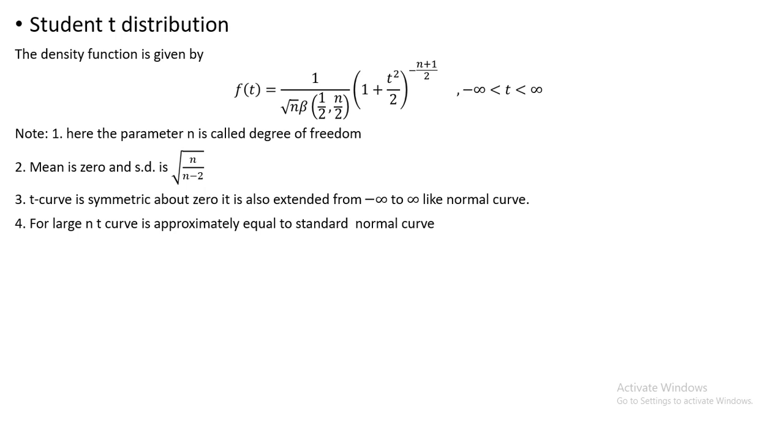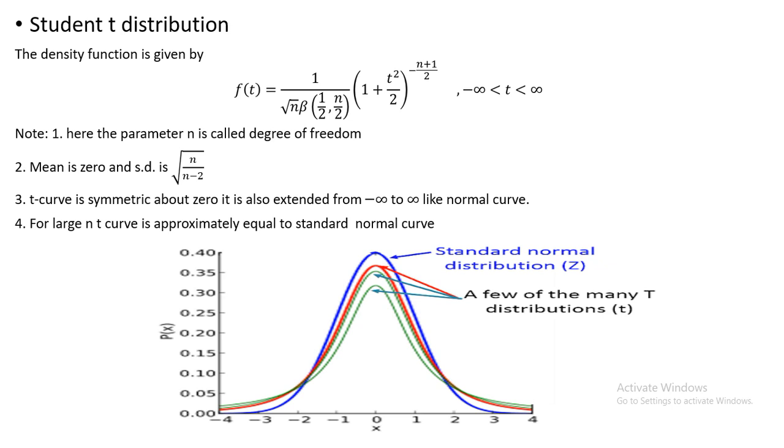Let me give you the difference between these two distributions. One is student t and one is standard normal. Here is the figure. The upper curve is the standard normal distribution, and a few t distributions with different parameters have been shown in the figure.